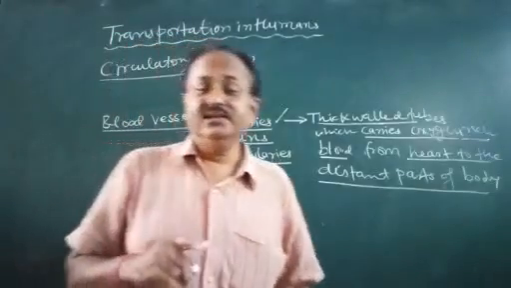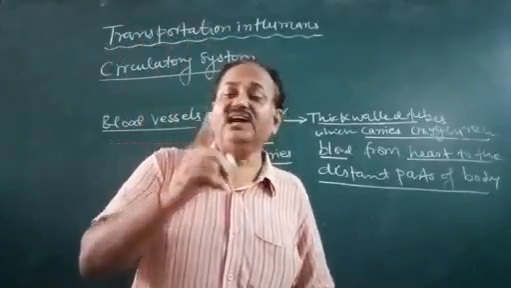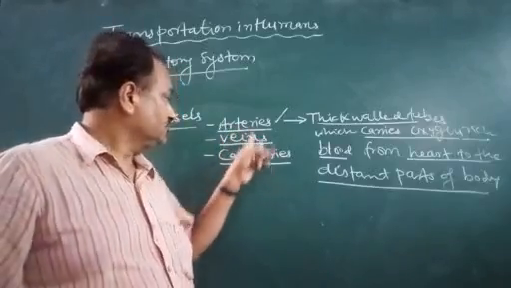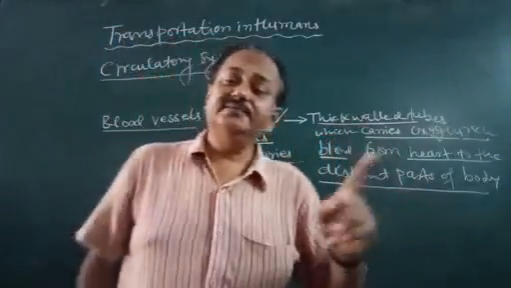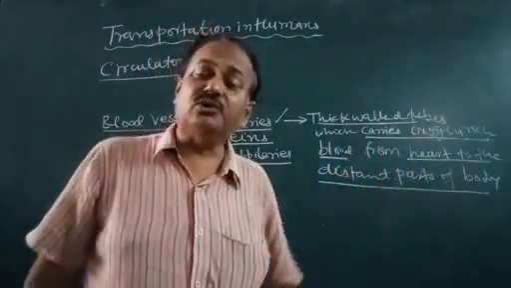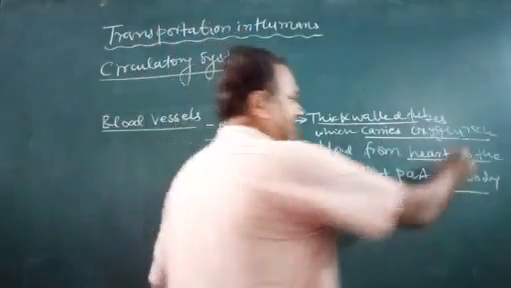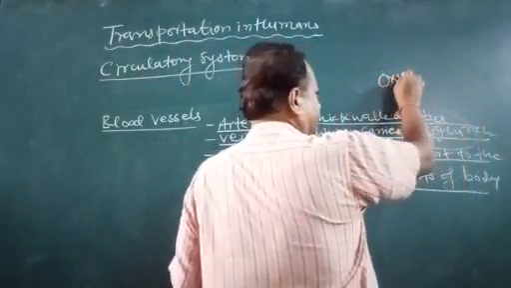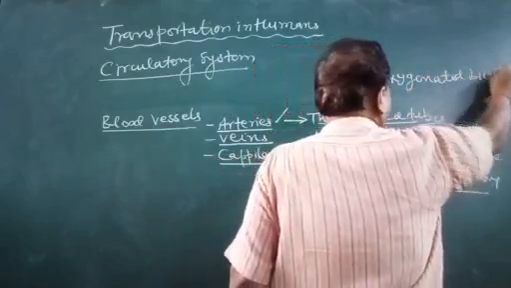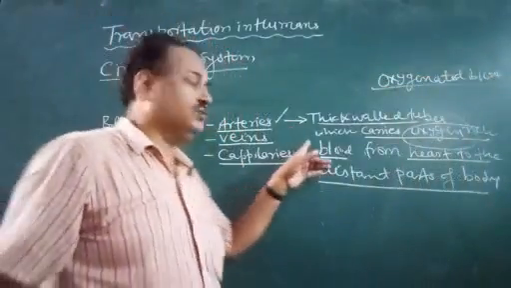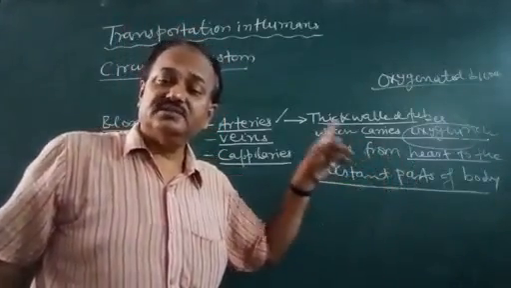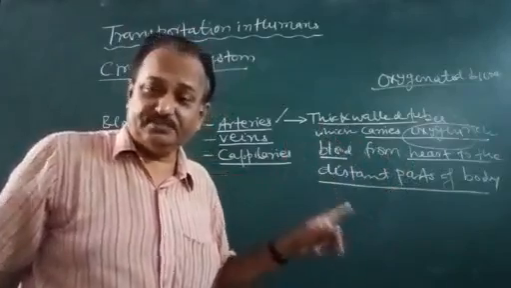Now in the lungs, there are two types of blood. Basically, arteries and veins are there. So arteries carry oxygenated blood. Oxygen-rich blood is called oxygenated blood. And so every part of the body has to be supplied with oxygen-rich blood.